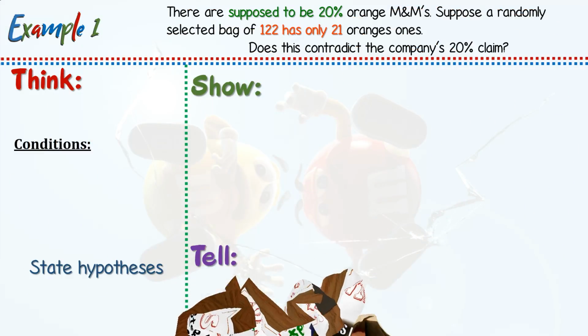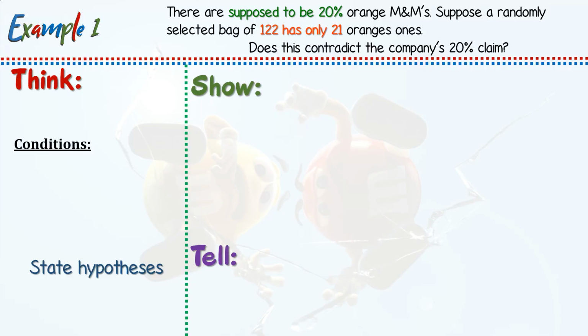All right, tossing that out, let's go ahead and check out our first example dealing with my personal favorite, M&Ms. It all comes down to candy. So here's the thing. Let's suppose that 20% are orange M&Ms. Let's say you have randomly selected a bag and found 21 orange ones out of 122. Okay, so does this contradict the company's 20% claim? Should I be concerned? Is my bag unusual or is it just funky?